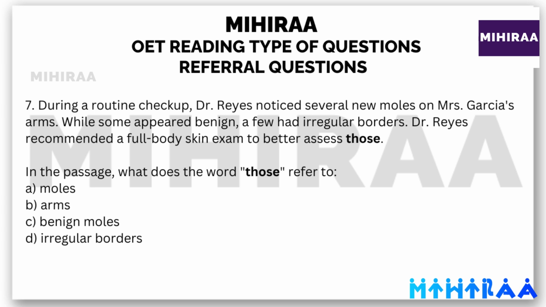"Those" refers to the closest preceding noun phrase that describes something concerning Dr. Reyes. While all the options are technically related to the moles, Dr. Reyes is specifically recommending further examination of the moles with the irregular borders. This highlights the importance of using context clues to identify the pronoun referent. The answer is option D, irregular borders.